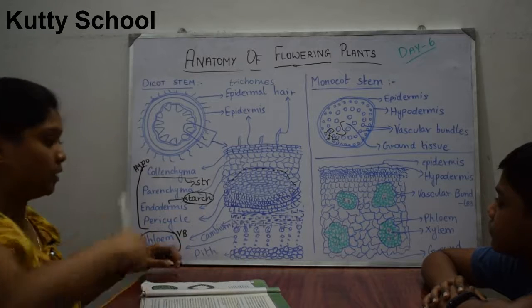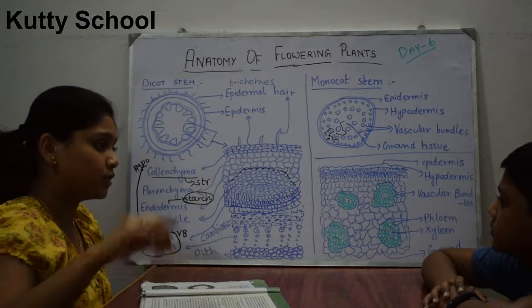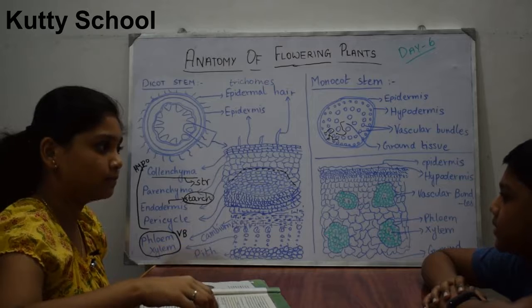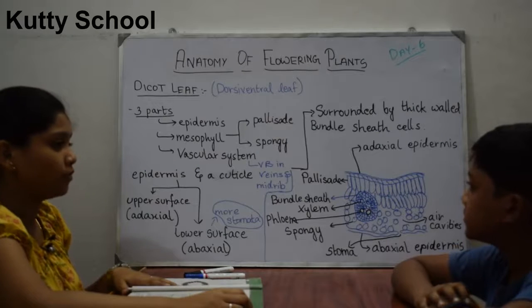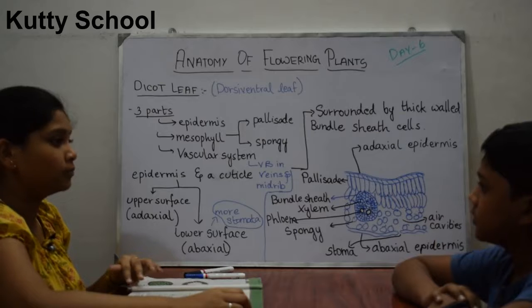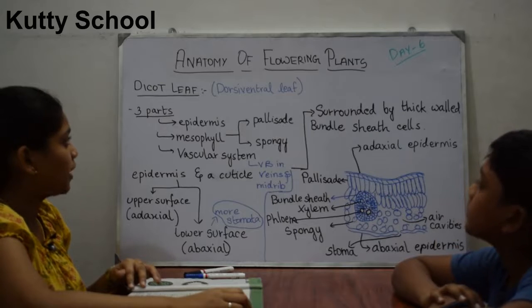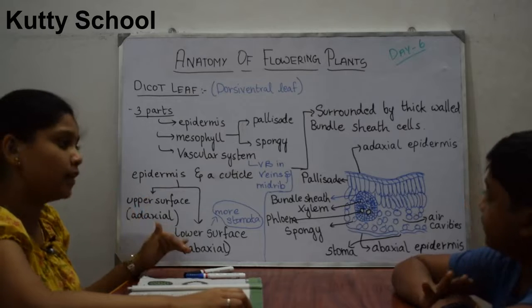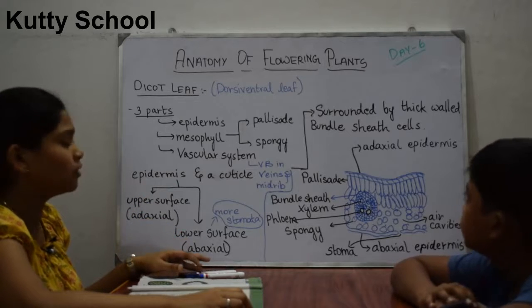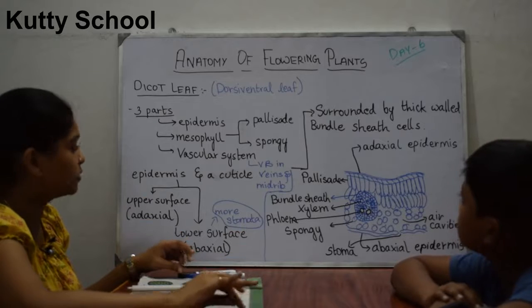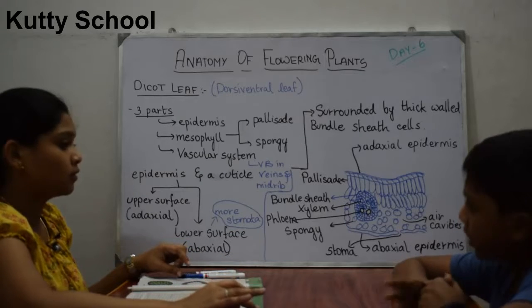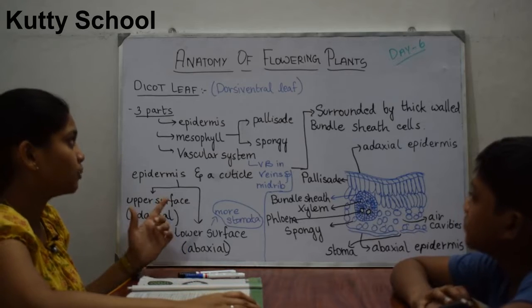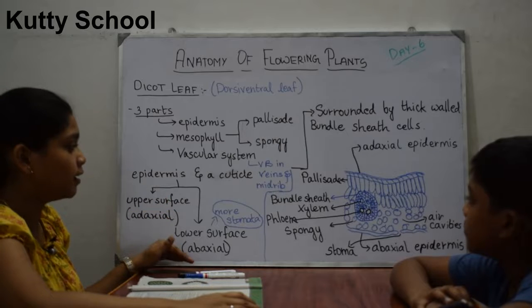So next we'll see the anatomy of the dicot leaf and the anatomy of the monocot leaf. Now we are going to see only the dicot leaf. In the next slide we will see the monocot leaf, which is also similar to the dicot leaf in many ways. The dicot leaf is also known as the dorsiventral leaf. Why it is called dorsiventral, we'll understand after some time.